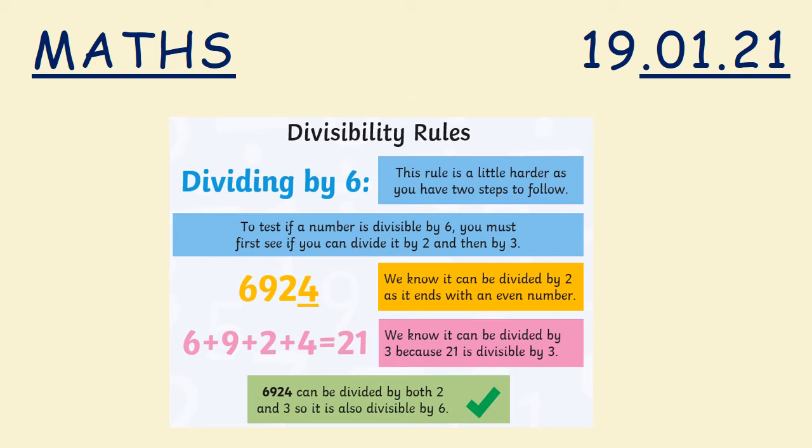So we know it can be divided by 3 because 21 is divisible by 3. So if we add all the digits, it's 21. 21 is possible to divide by 3. So this number can be divided by both 2 and 3. So it is also divisible by 6.